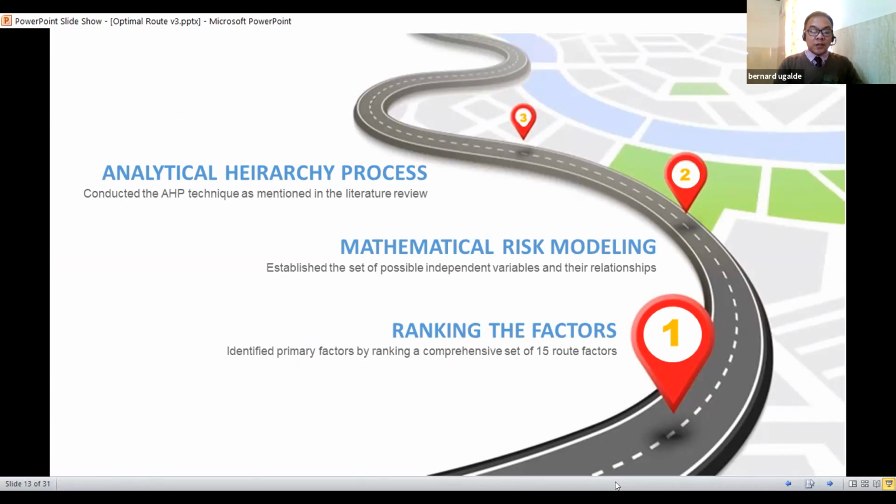On the other hand, a mathematical risk estimation allowed the identification of the primary factors, establishing the set of all possible independent variables and their relationship that could affect the safety of the wheelchair users. Afterwards, the AHP was used to characterize and rank the highly relevant factors. At this point, there was a need to gather extra information to derive the priorities of the alternatives with respect to the criteria. The field experiments, observations, and calculations were carried out.